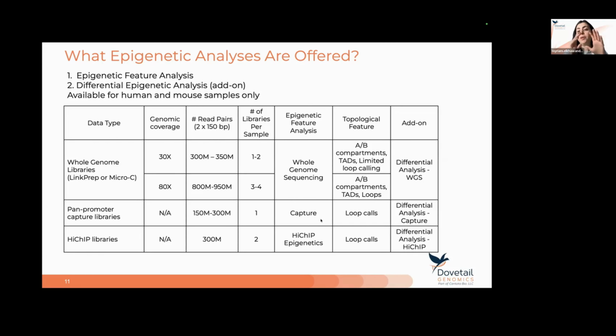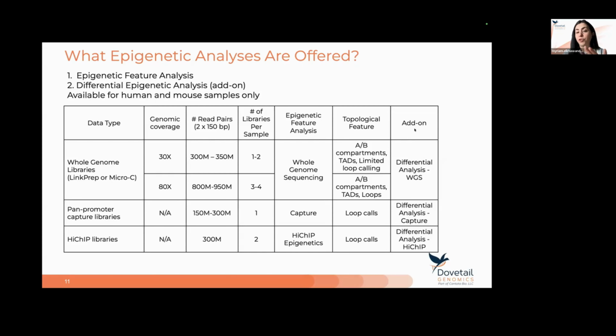So all of this would be looking really at your sample or your experimental condition. But if you wanted to compare the chromatin structure between conditions or experimental setups, then you can also opt to add that differential analysis. So the differential analysis is offered as an add-on.